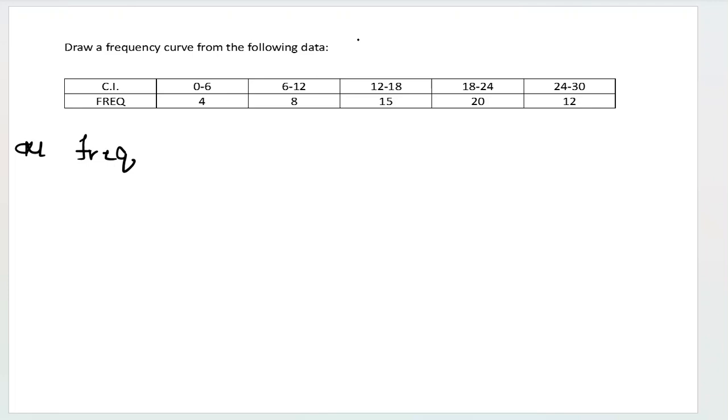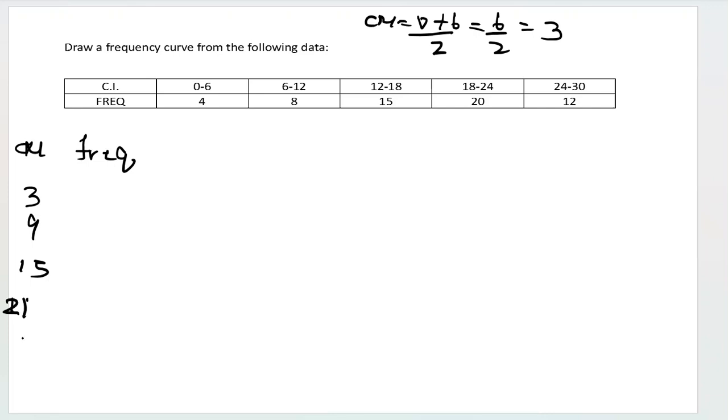So the class mark is nothing but the midpoint of 0 to 6: 0 plus 6 upon 2, which is 6 upon 2, which is 3. So 3, 9, 15, 21, 27. So these are the class marks. Corresponding frequencies are 4, 8, 15, 20, 12. Now we don't have to put two additional end cases. Those two additional end cases have to be put only for a frequency polygon. For a frequency curve, we don't have to put the two additional end cases.